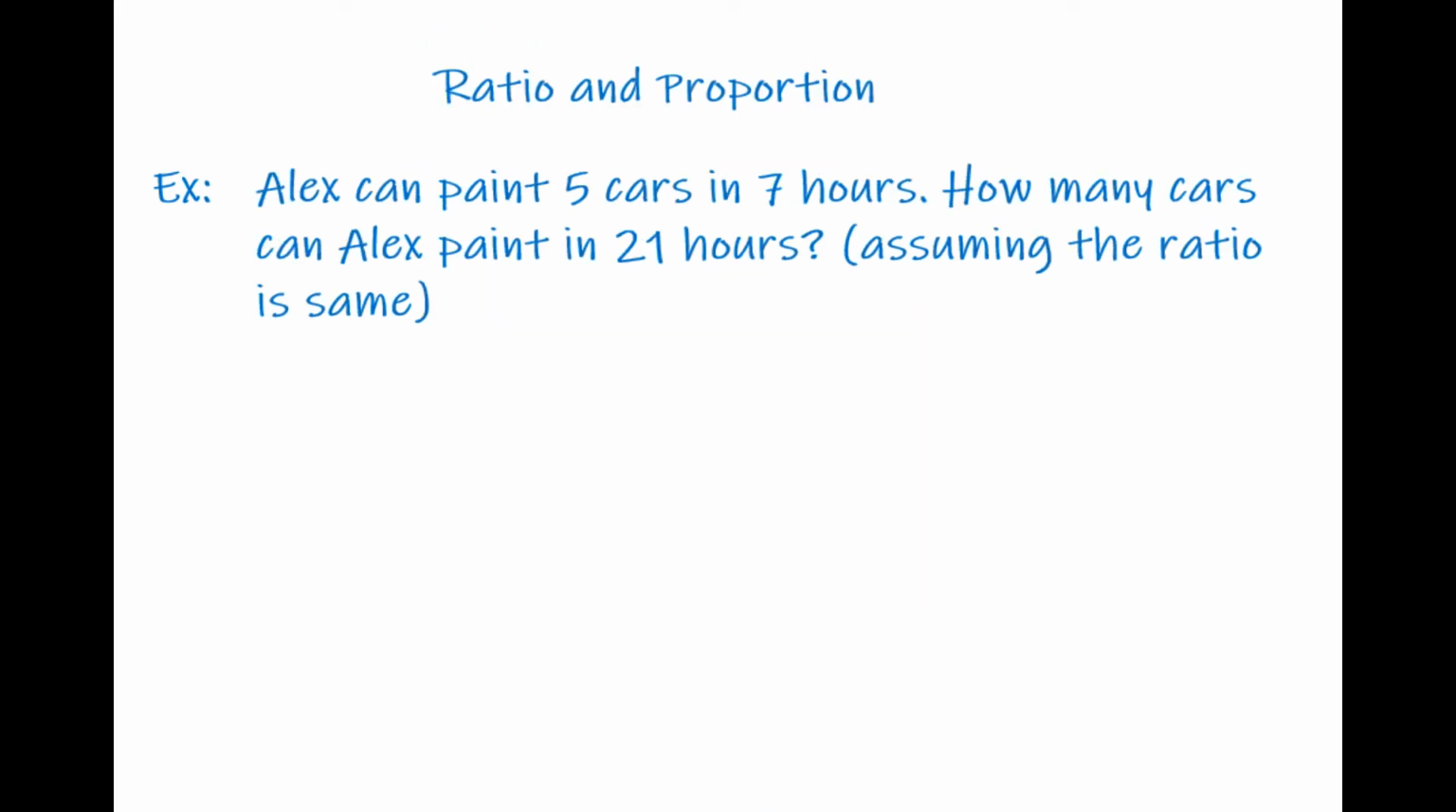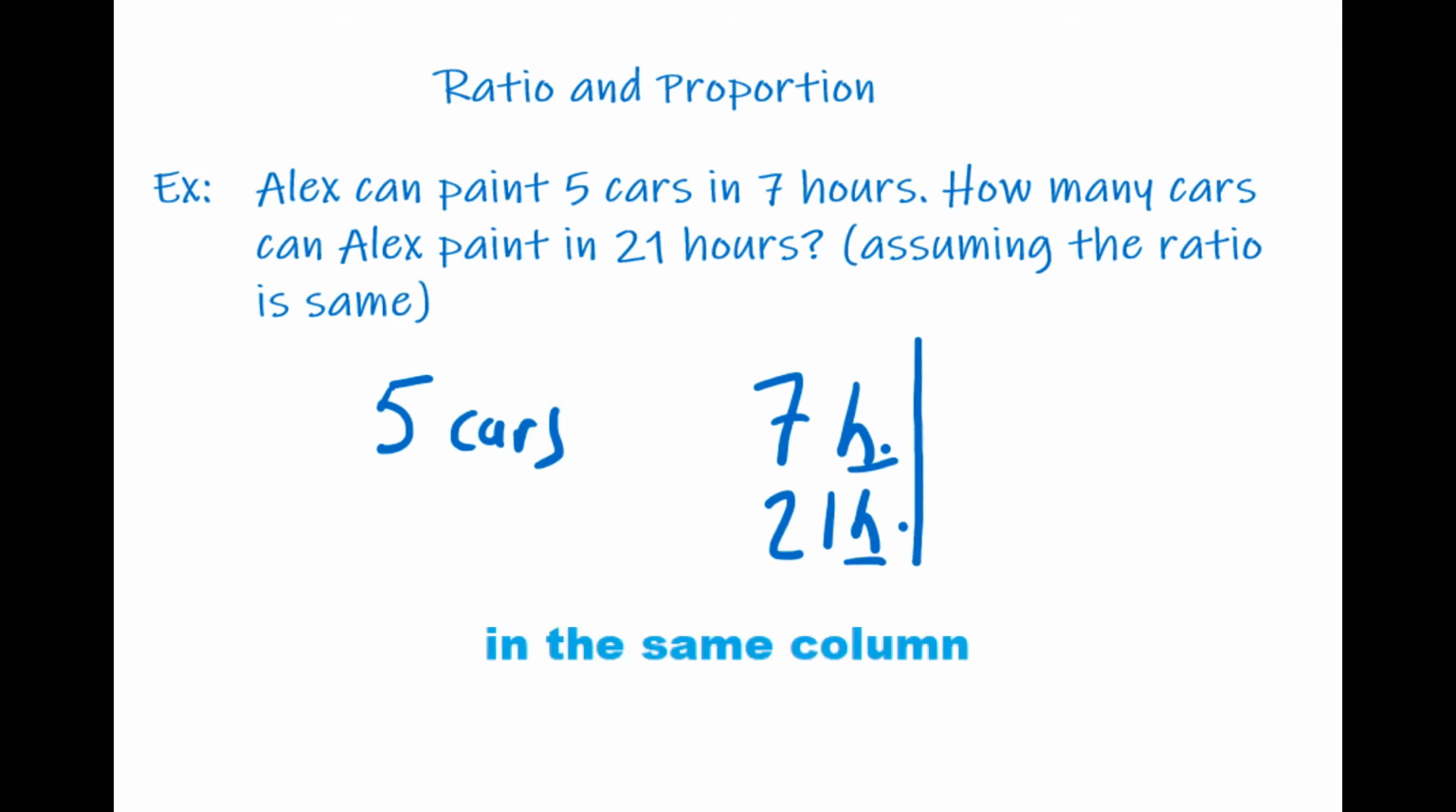And we have a new question, guys, and it says Alex can paint 5 cars in 7 hours. How many cars can Alex paint in 21 hours, assuming the ratio is the same? So in such questions, guys, what you can do is, Alex can paint 5 cars, so I'm going to just put here 5 cars, and I'm going to put here in 7 hours. It's going to take 21 hours for Alex to paint, so I'm going to put here 21 hours, guys. And as you can see, hours should be in the same row in this method.